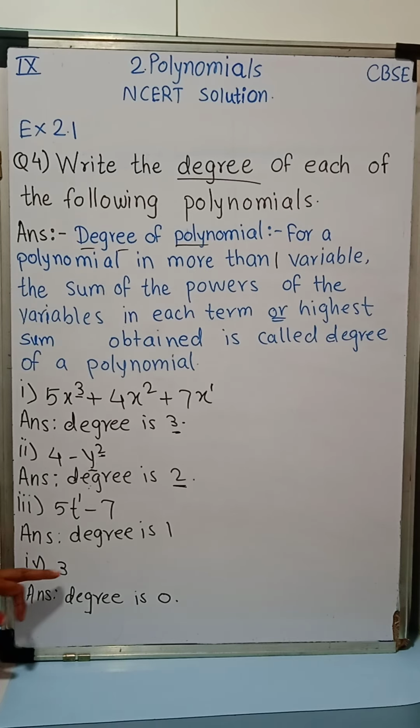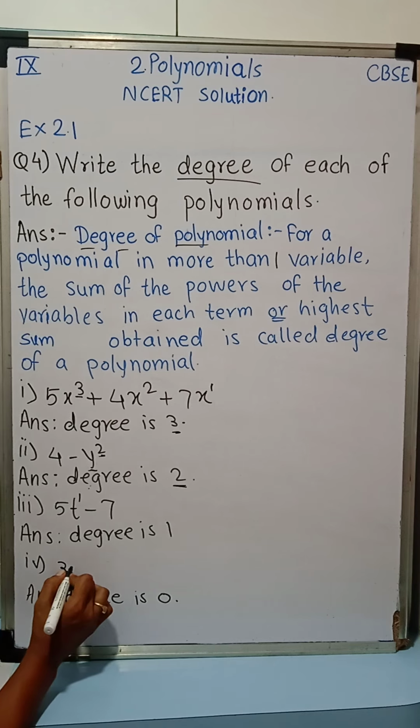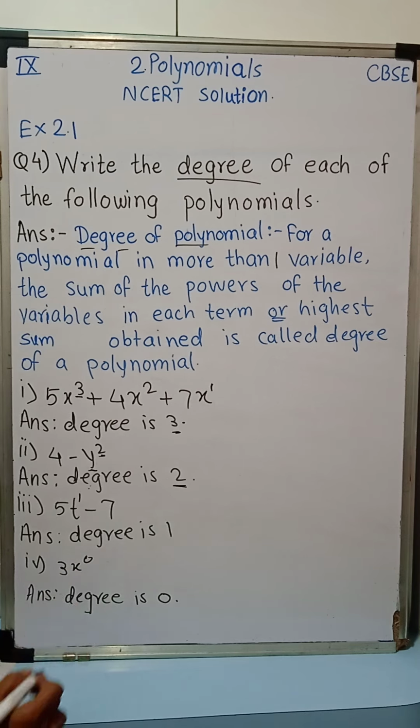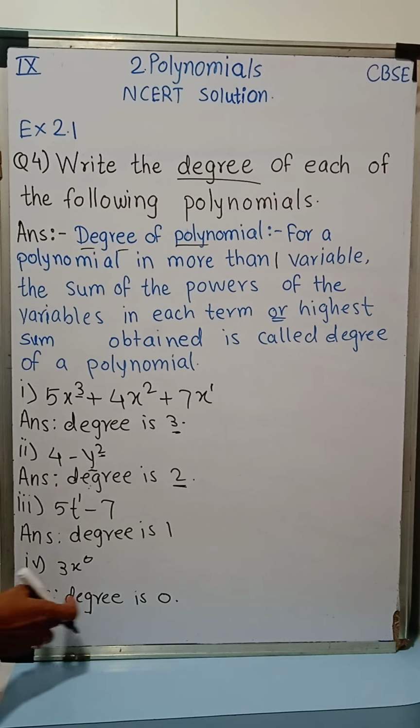Now the fourth example, this is a constant term. So any variable you can consider. So this can be either 3x raised to 0, but x raised to 0, or any number raised to 0, is always 1, and therefore the degree is 0.